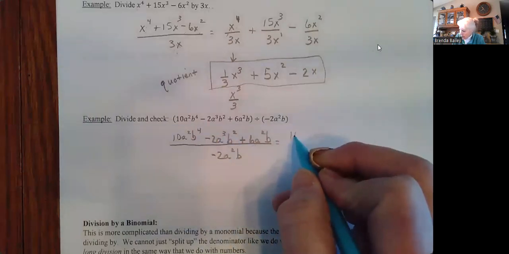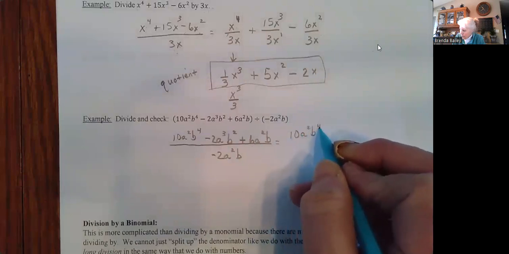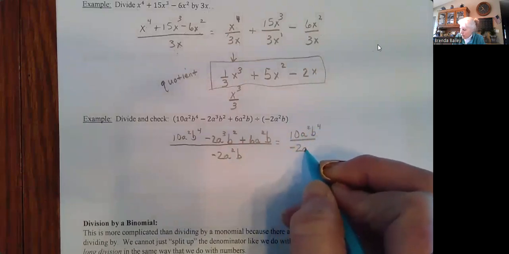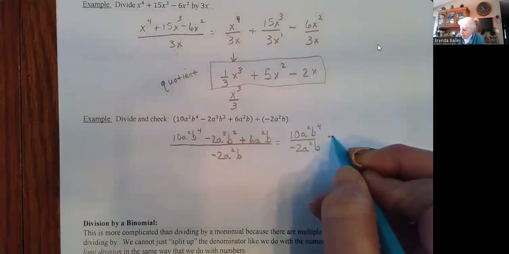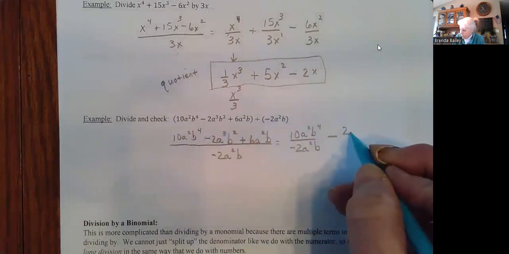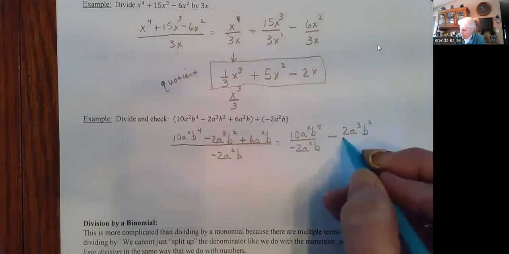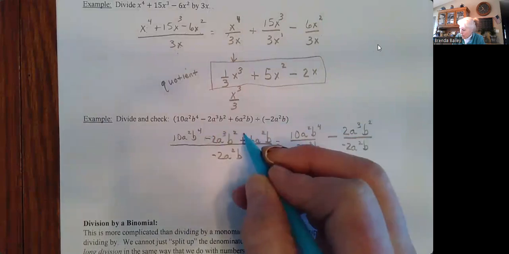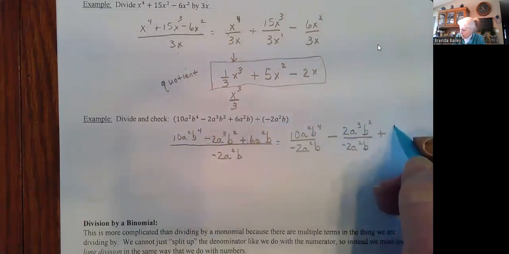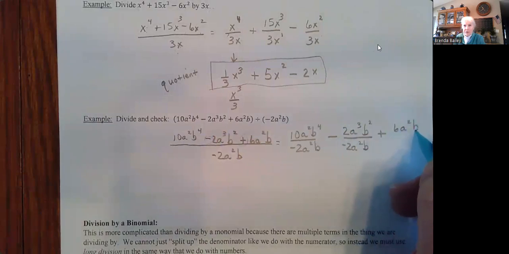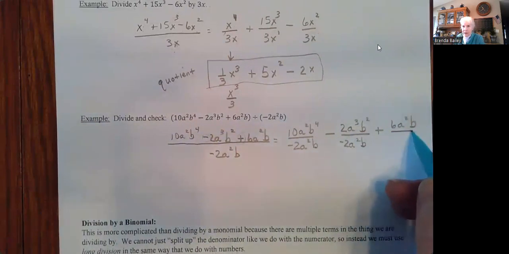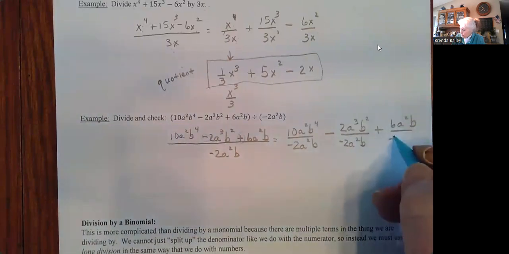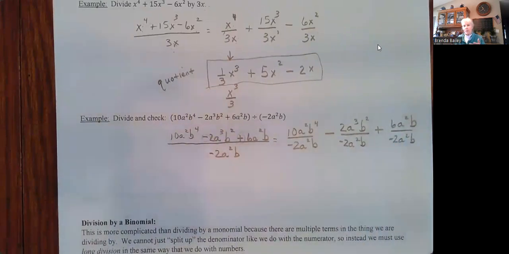We have 10a squared b to the 4th over negative 2a squared b. I have that subtract there. 2a cubed b squared over negative 2a squared b plus 6a squared b over negative 2a squared b. So until you get pretty comfortable with this, you may want to rewrite it again so that you don't make as many little mistakes.